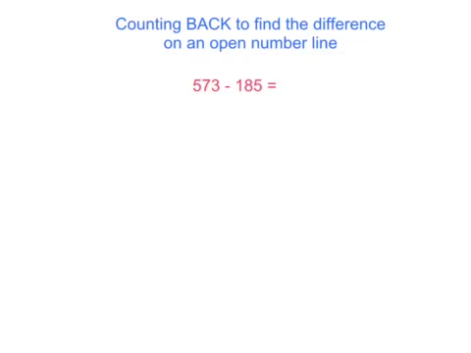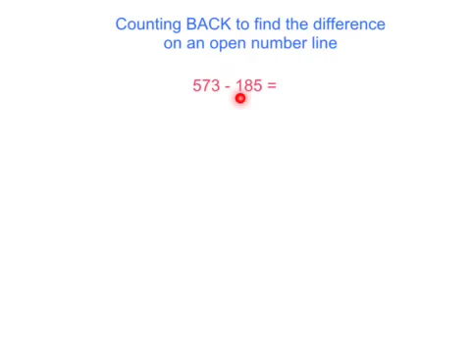Now we're going to look at the strategy of counting back on the open number line to find the difference. Sometimes when you have two numbers that are far apart on the number line, like 573 and 185, it's more efficient to start with the large number and then just count backwards the smaller amount.